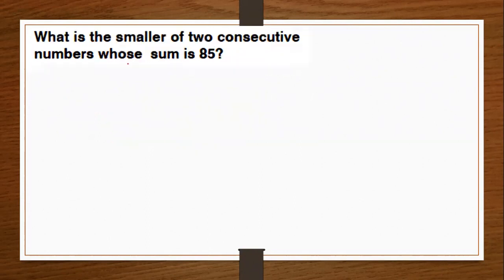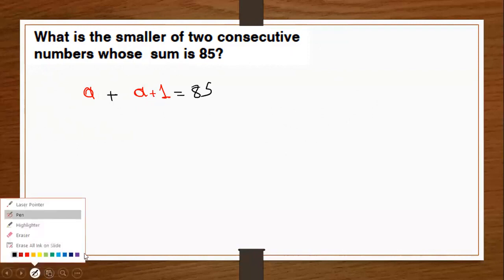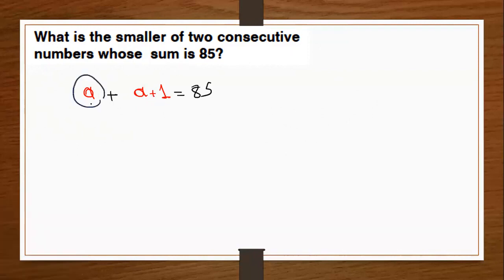And the next question: what is the smaller of two consecutive numbers whose sum is 85? Well, I said for the first consecutive number, say a, and the second one will be a plus 1. I don't prefer to use a minus 1; a plus 1 is going to be better to solve questions. The sum is going to be addition, of course, equal to 85. From the algebraic expression, a plus a plus 1 will give you 2a plus 1 equals 85.